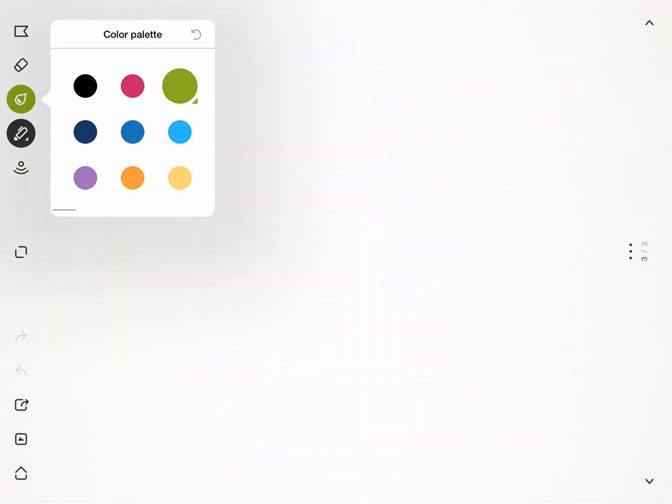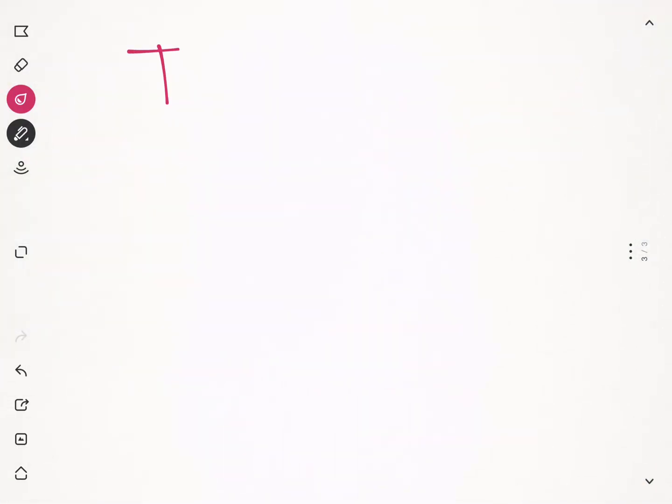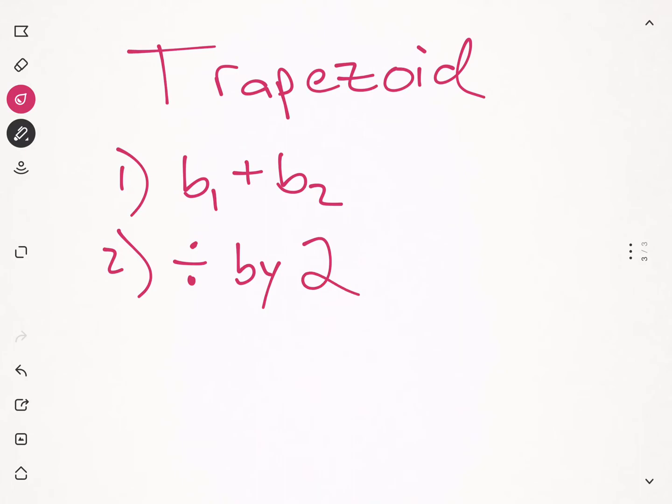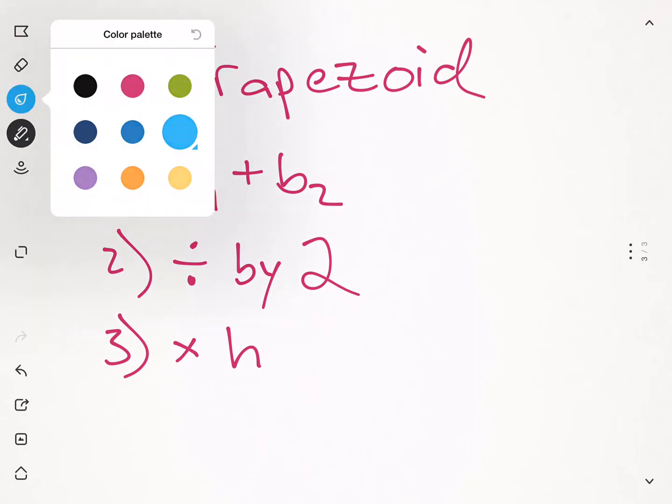Next example, the trapezoid game. This has a few more steps. Step 1, you're going to add the bases, base 1 plus base 2. Step 2, you're going to divide by 2. Remember, one base is too big, one base is too small, but when we divide by 2, that gives us the base that is just right. Step 3, multiply by the height. So let's look at an example.